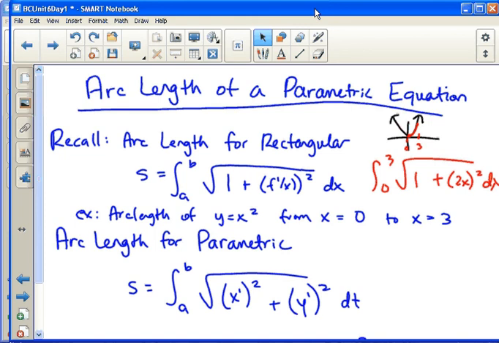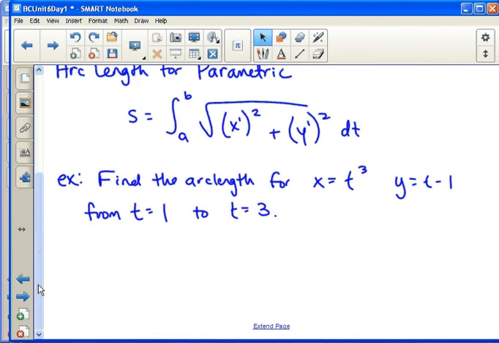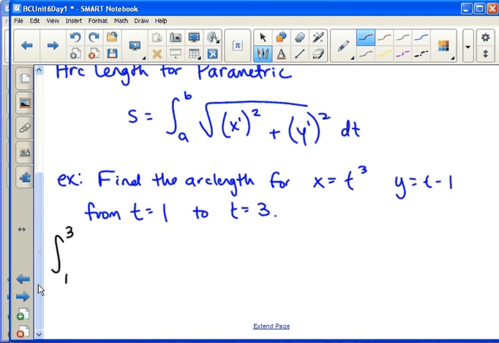So here's an example. Find the arc length for x equals t cubed, y equals t minus 1, from t equals 1 to t equals 3. So we know we're going from 1 to 3. We know we have to do the square root of everything. So we do the derivative of x and square it, plus the derivative of y. Oops, sorry, the derivative would just be 1, and then square it.